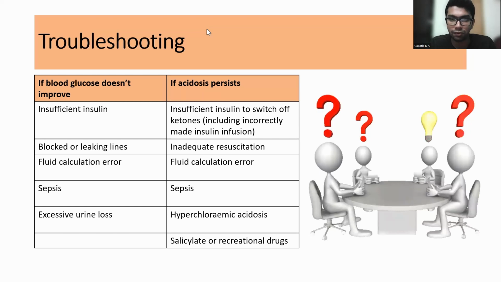Then it can be due to a fluid calculation error, it can be due to sepsis, it can be due to hyperchloremic acidosis. I've already told you, an increase in chloride can lead to normal anion gap metabolic acidosis, but you can differentiate between DKA and acidosis caused by excess chloride by measuring the anion gap. If you are giving normal saline, it can cause normal anion gap metabolic acidosis, but it will improve DKA, because of which the anion gap will come down. So if the anion gap is improving, then you can be sure that the treatment is working. This hyperchloremic acidosis is nothing to worry about. It will improve on its own.